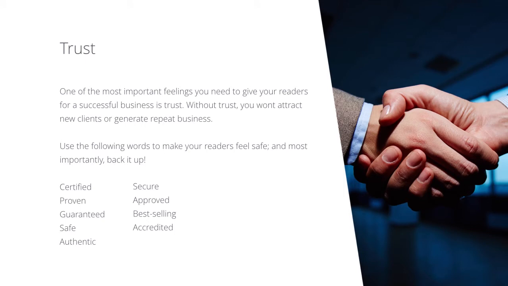Now let's look at trust. This is one of the most important things, especially when it comes to selling high value products. One of the most important feelings you need to give your readers for a successful business is trust. Without trust, you won't attract new clients or generate repeat business. So you've got to use the following words to make your readers feel safe, and most importantly, you have to back it up. So words such as certified, proven, guaranteed, safe, authentic, secure, approved, best-selling, and accredited, those are all very powerful words when it comes to creating a sense of trust.